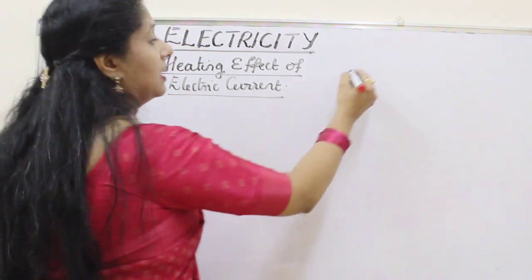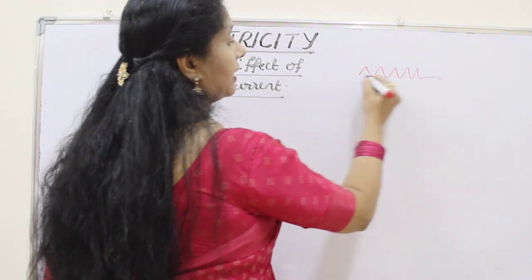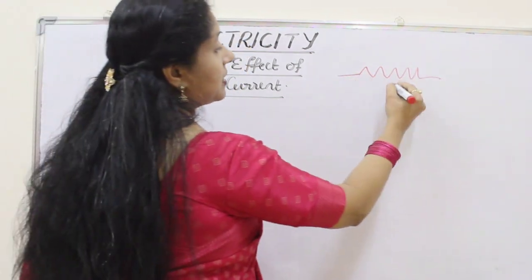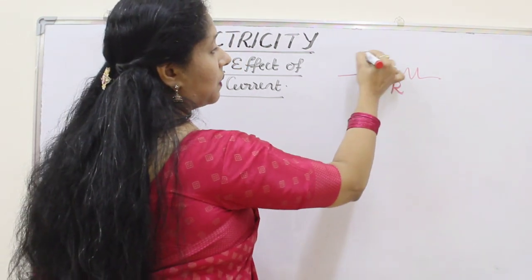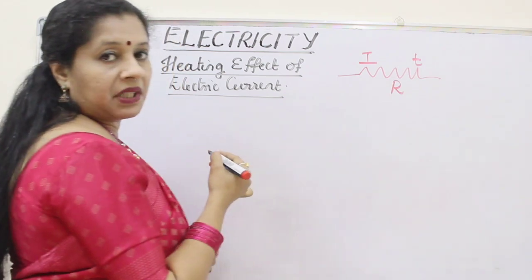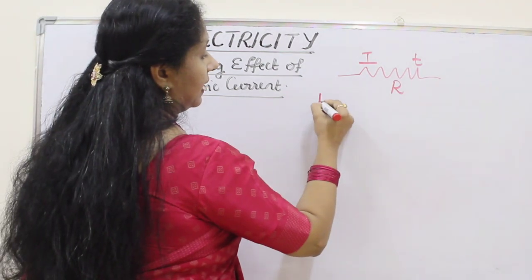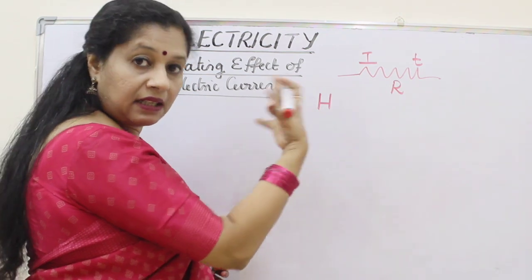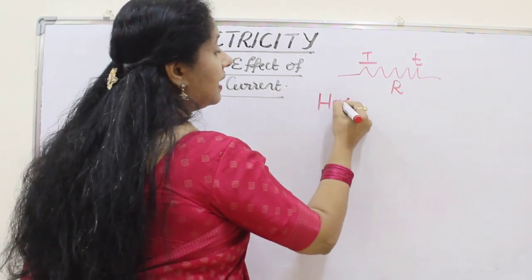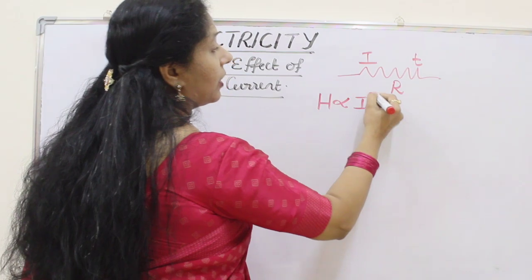Suppose in a circuit there is a resistor. I am not drawing the entire circuit, you know that. Suppose this has resistance R, and through this the current I is flowing for time t. Then according to Joule's law of heating, H is the form of energy we are getting. Here we are getting energy in the form of heat. That heat is directly proportional to the square of the current.